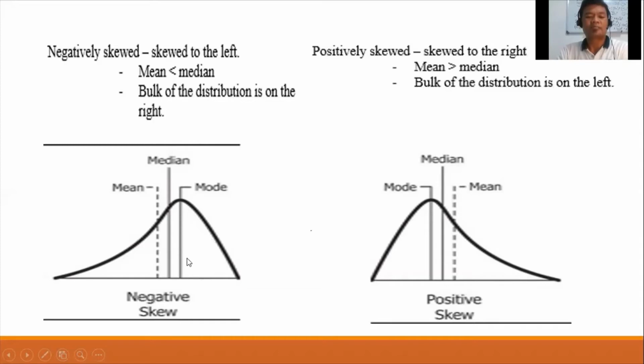indicates that most of the students' scores are found above the mean. So therefore, they are intelligent. Here, most of the scores are found below the mean. That means most of the students are not that intelligent. Okay, you get the point? You get the difference? If the mean is greater than the median, more scores are found below the mean. If the mean is less than the median, more scores are found above the mean. Okay?